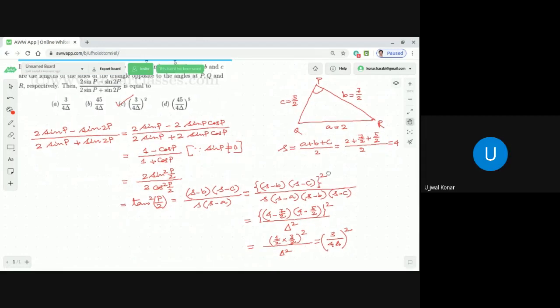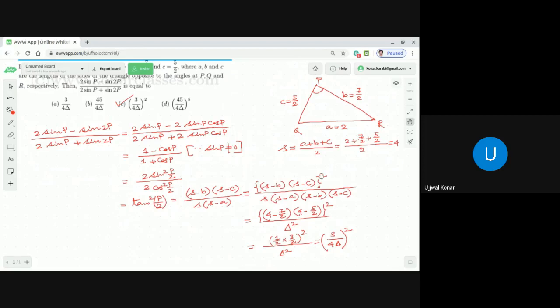So if you look into this, there are two points here. One point is to simplify that given trigonometric expression to tan square P by 2. And that is one part. And the second part is applying the correct formula.